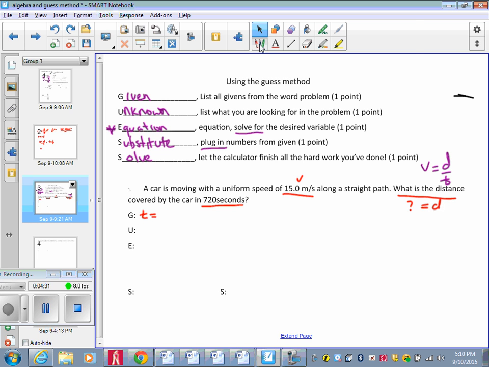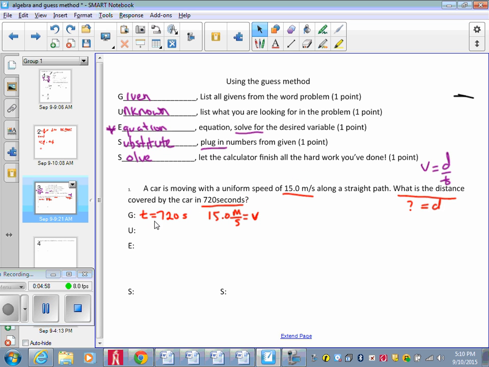Time equals 720 seconds. Use the units, always use the units. What's my other given? 15.0 meters per second is equal to velocity. And how do I know it's velocity? I'm taking it from right here, right? I could have just taken it. Take it. Mine.